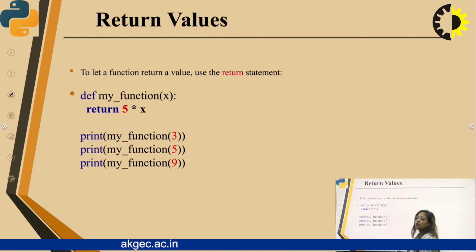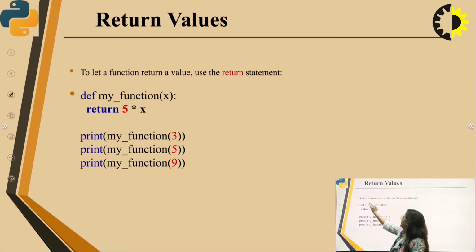Now, the return value. The return value may be optional, but it is used in a function when you want to exit from your function. It lets the function return a value, and we use the return statement here. First, when you want to find the output and result, and you want to exit from your function.